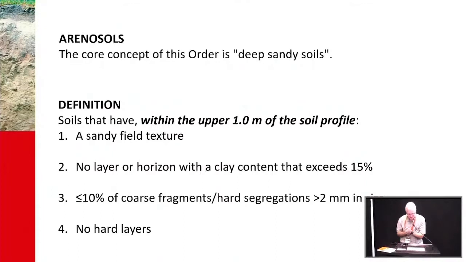So what is an arenosol? Well, the definition is explained in more detail in the publication, but it's basically a metre of sand, dominated by sand, no layer or horizon has clay content exceeding 15%, it doesn't have a lot of coarse fragments, and there's no hard layers within that 1 metre. The interesting thing is this is the first time that a depth criterion has been brought into the ASC. Until this, we could go to any depth. And that caused some problems for people as well, because at what depth do you characterise? If you're digging down, you see something at 2 metres, is that part of the soil profile?